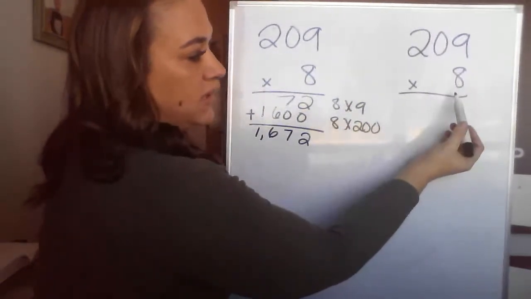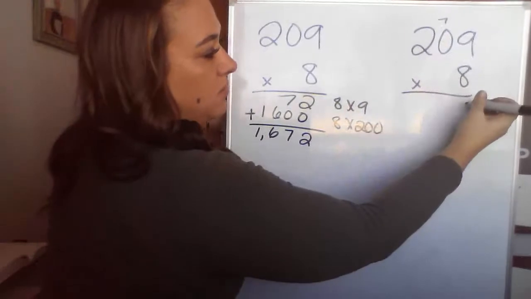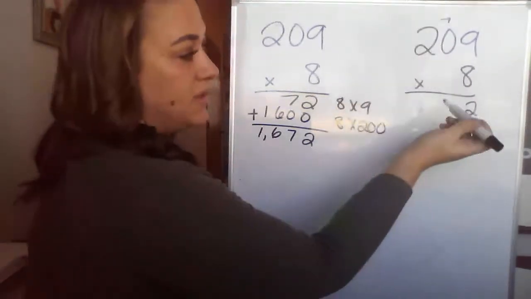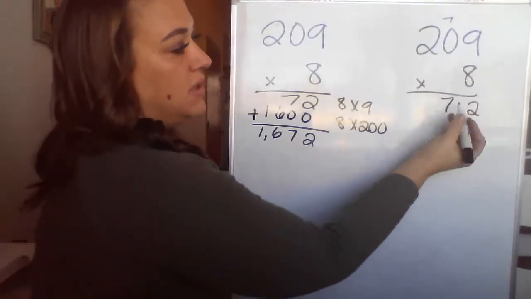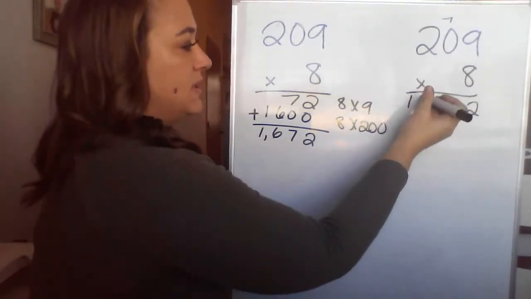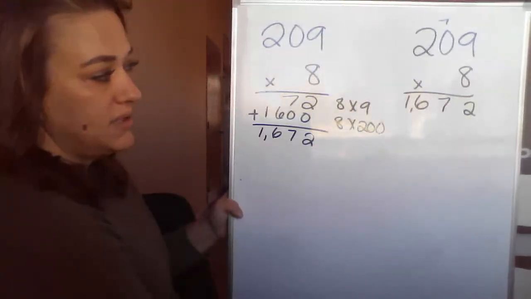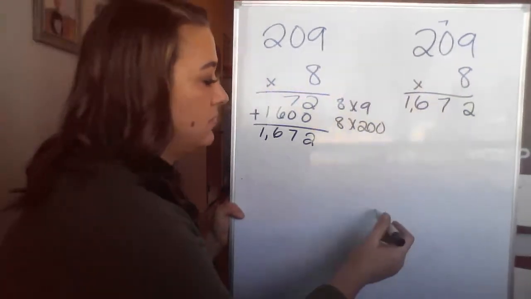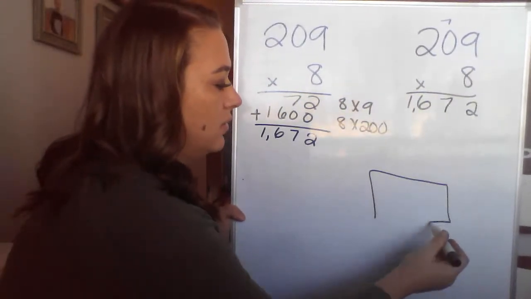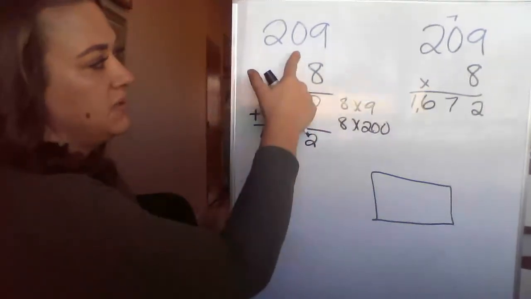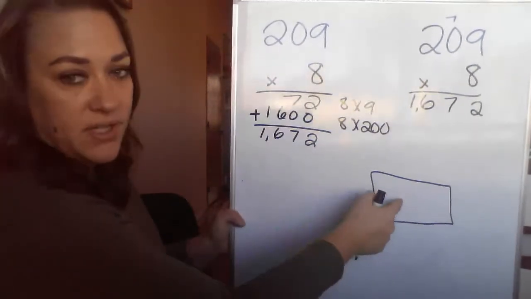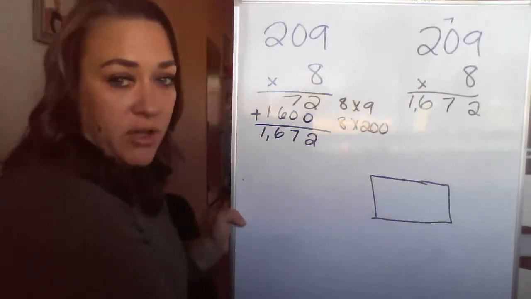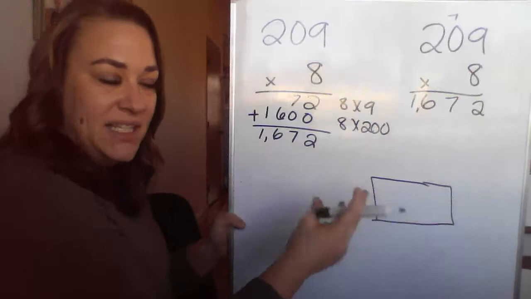Eight times 9, 72. Carry our 7, bring down our 2. 8 times 0 is 0, but plus our 7, that gives us 7. 8 times 2, 16. 1,672. And then that area model, draw our rectangle. And just like when I don't need to put my 0 on my partial products, I also don't need to put zeros on my area model. Looks like it's a leaning tower there.